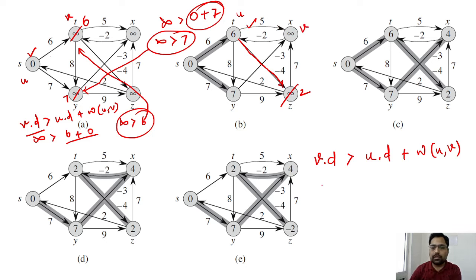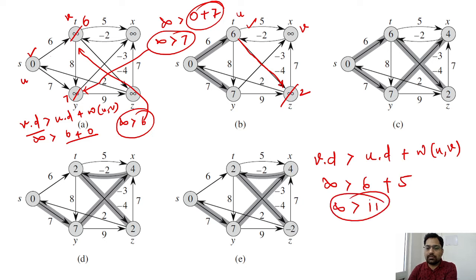Now for this, d[V] is infinity, whether it is greater than this one, which is 6 plus the cost attached to it, which is 5. So infinity is greater than 11. We must update the value here as 11. Okay. Now we must update the value as 11 there. Now we must write this we have selected.